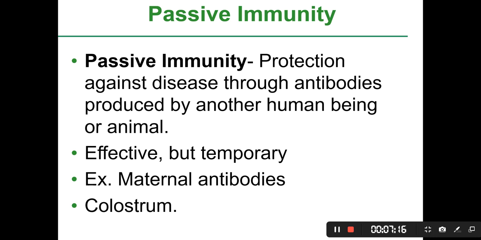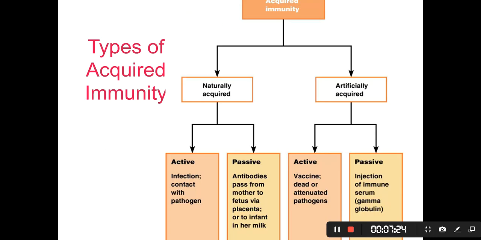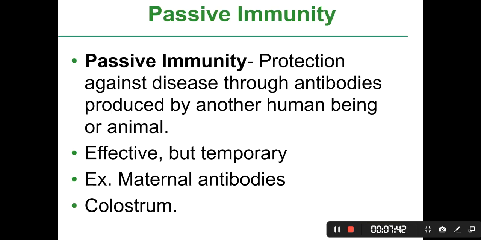Now coming to passive immunity. Passive immunity is the protection against the disease through antibodies produced by another human being. Again, in this chart we saw this one. This is the passive immunity and this is the passive immunity. Here also the antibodies were made by the mother. The baby didn't make it, right? So the mother made the antibodies and passed them to the baby. And here the antibodies were made in an animal or some other place, and then they are injected into the patient. So that is passive immunity.